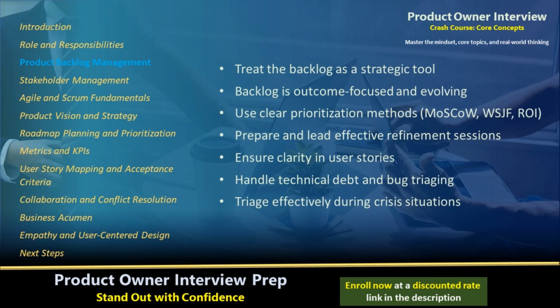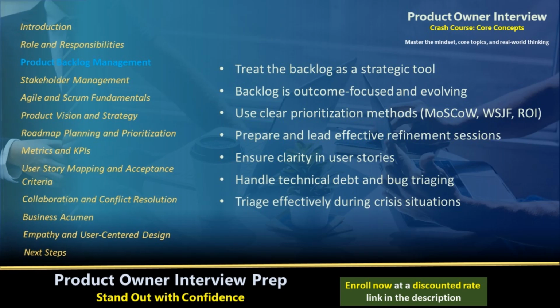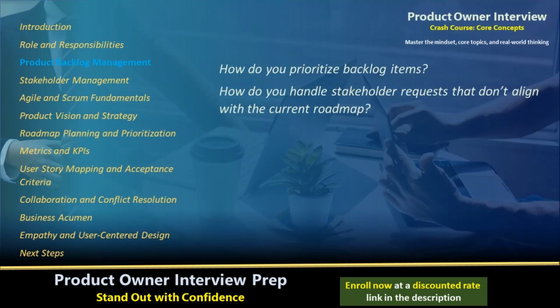continuously based on feedback, learning, and new information. It's not a to-do list, it's a prioritized, outcome-driven representation of what the team should focus on next. Expect questions like, how do you prioritize backlog items, or how do you handle stakeholder requests that don't align with the current roadmap?